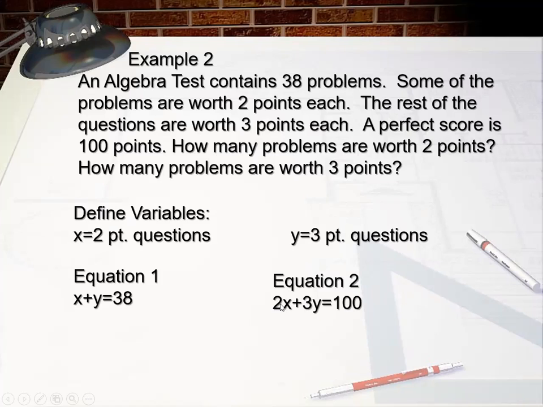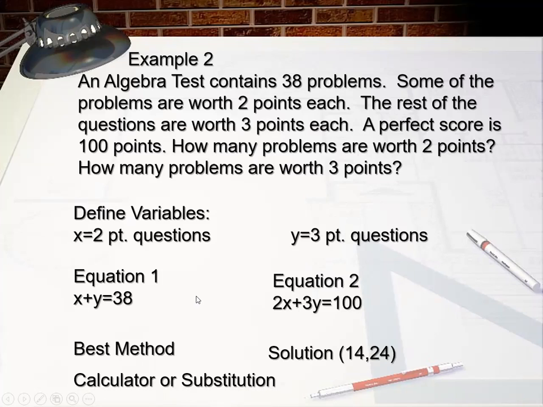I would take these exact equations, go to Desmos, plug it in. We could do calculator or substitution this time, but I would go to the calculator over on Desmos, and it tells me my solution is 14 and 24. And that means that I have 14 of the 2-point questions, because that's in the X column, and 24 of the 3-point questions because that is in the Y column. So our biggest goal here is to create these two equations. You guys can use the calculator to actually get your answers.